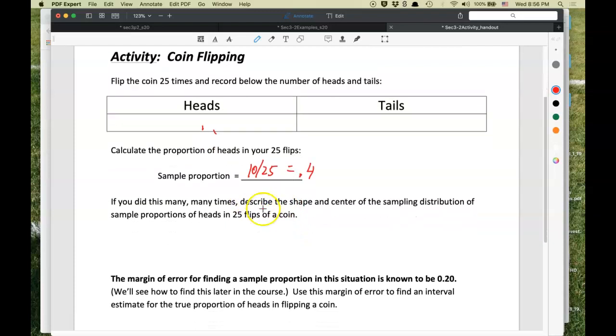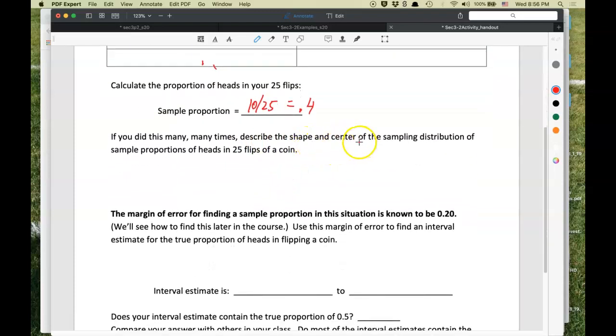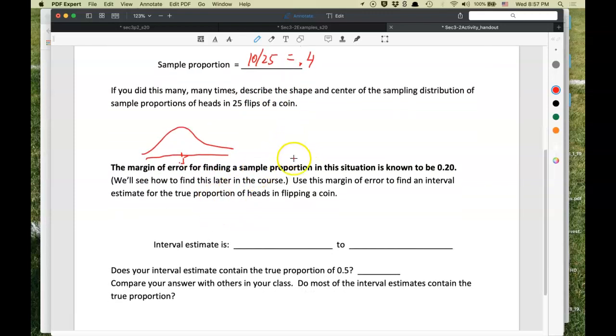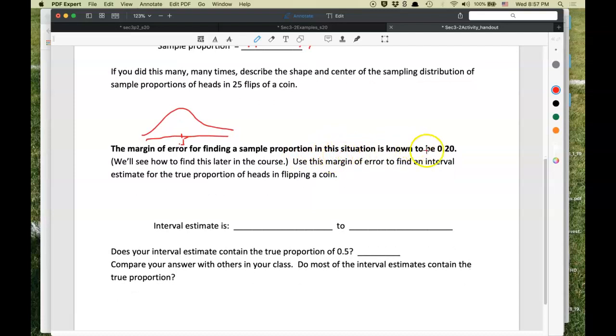And if you did it many times, describe the shape and center of the sampling distribution. All right, well, it would probably have kind of a bell curve distribution. If you did it many times, the center, we would have expected it probably to be around 0.5, maybe. But this is what we got for this particular case, was 10 out of 25. So let's see. The margin of error for finding a sample proportion in this situation is known to be 0.2.